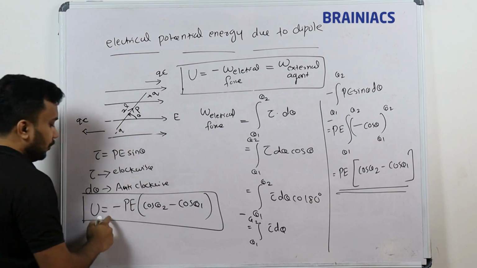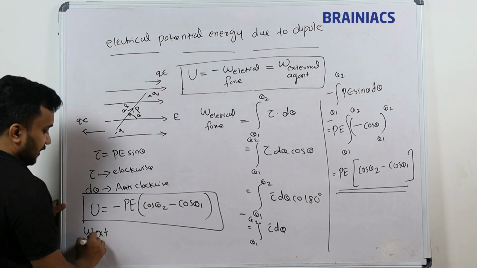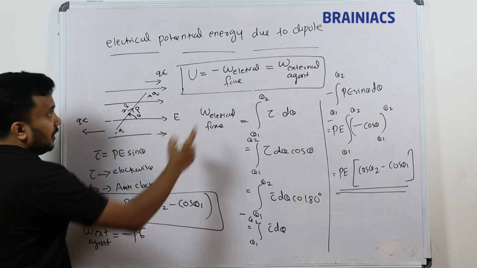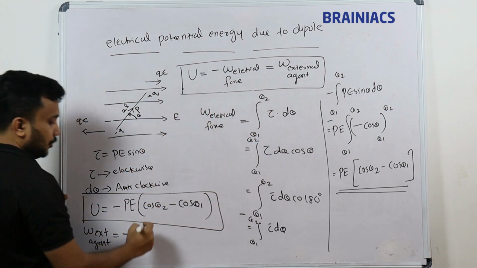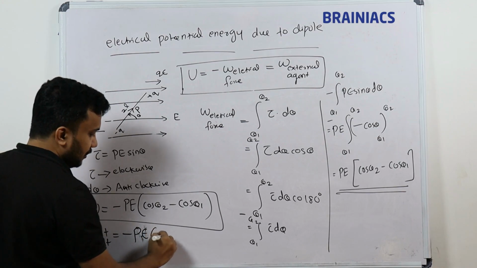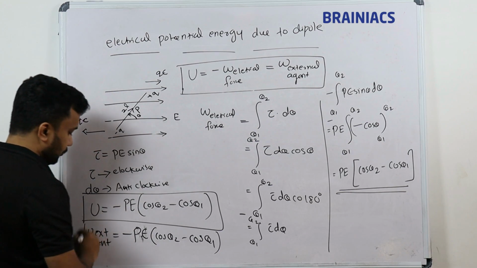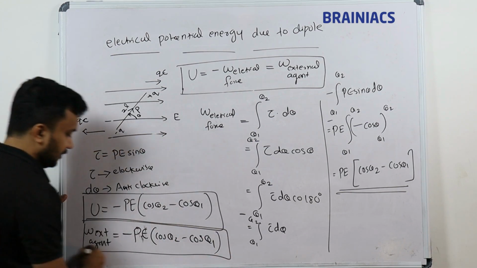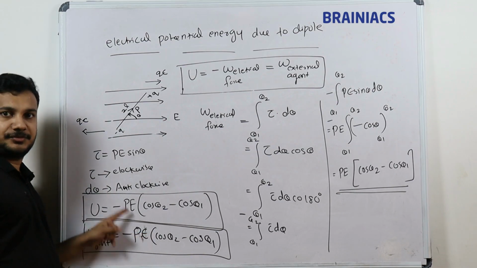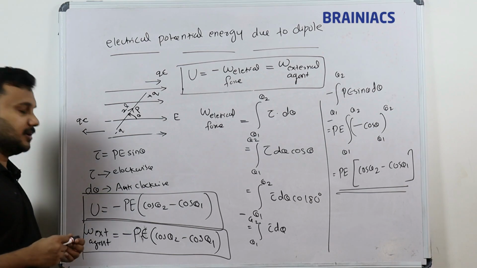So this is called U, and if you want to calculate the work done by an external agent, that is also the same as U. Work done by an external agent is equal to U. So what should come? The same formula, minus Pe into cos theta 2 minus cos theta 1. So that will also hold the same formula for our use cases. So remember these two formulas are important in order to solve these cases.